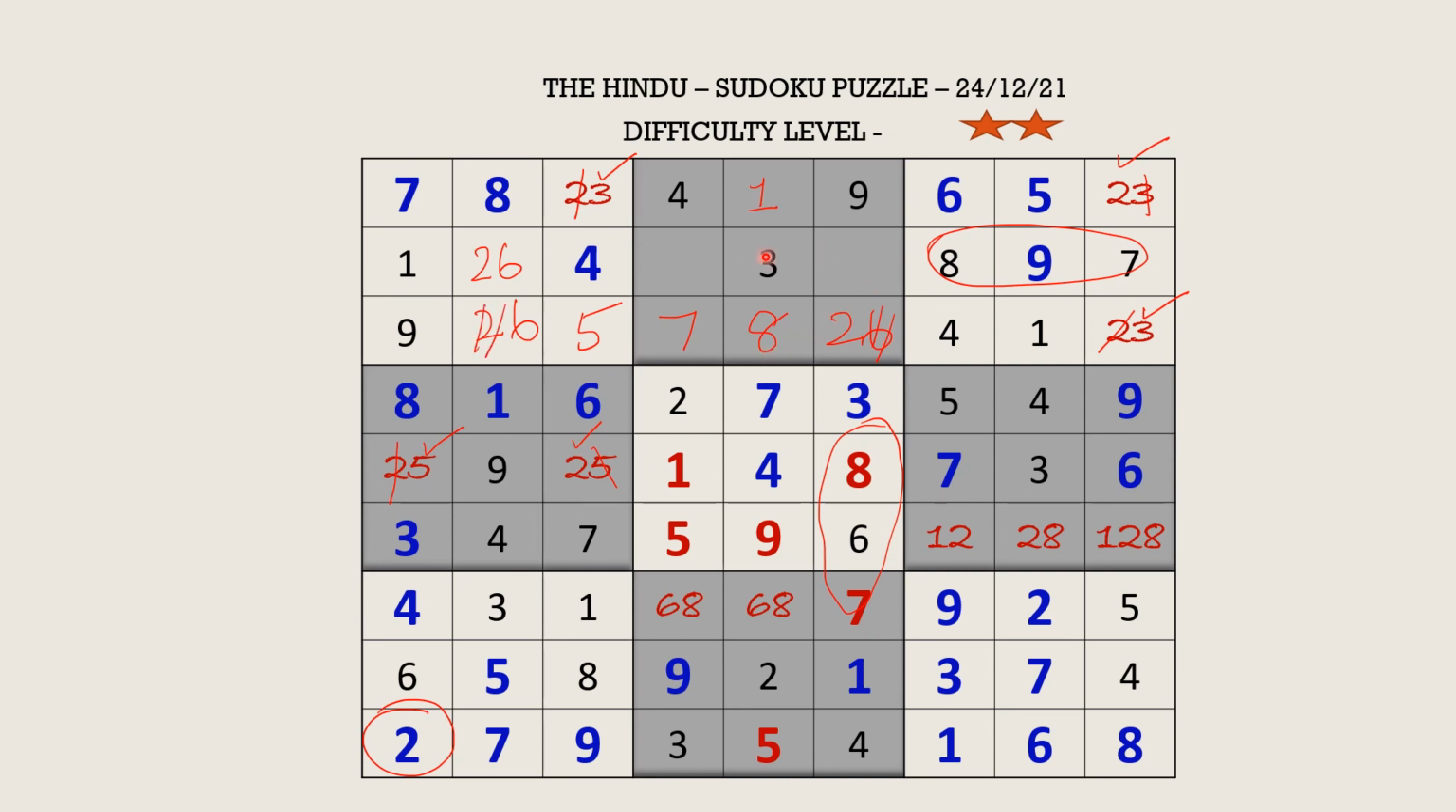The missing numbers here are, so here this will become a 2. So the missing numbers here are 5 and 6. So there is a 5 here. So this is a 6 and this is a 5.